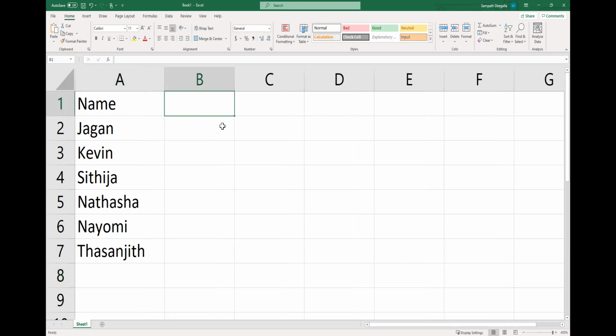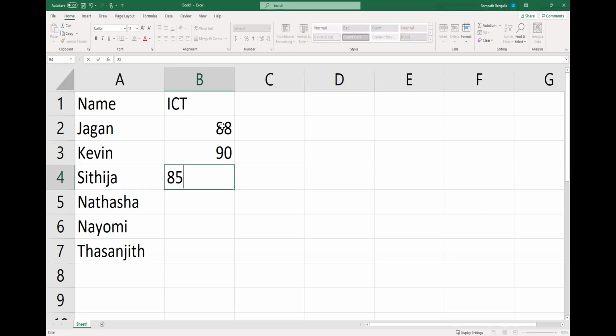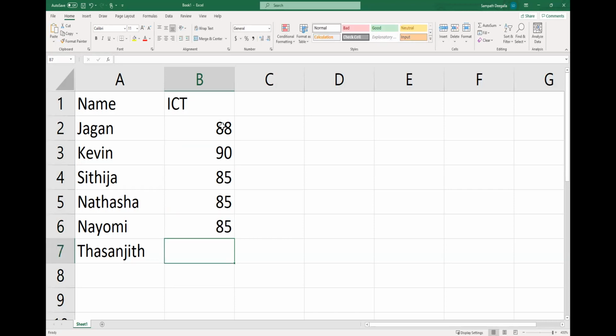We put up some marks. Let's first of all have ICT marks. Can you propose some values? I will randomly pick. You can type some numbers now. Okay, we have 88, 90, 85, again 85, 79.